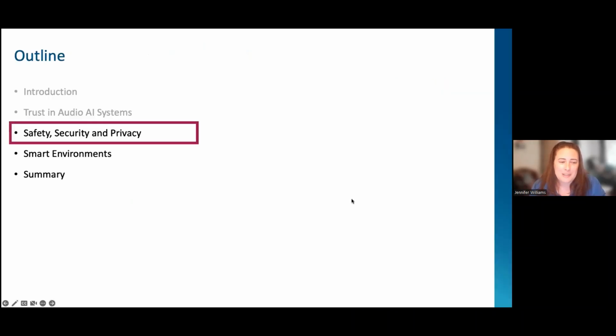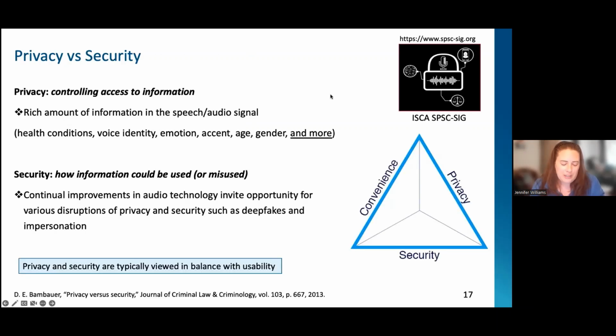So speaking of which, I'll now talk a bit about safety, security, and privacy. There are no established definitions of privacy and security, so I've adopted some from the law domain. We take privacy to be controlling access to information, and security to be how information could be used or misused. Now, this is really important for speech because in the speech signal itself, there's a variety of types of information. You can detect a health condition, you can detect depression, you can detect COVID, asthma, other things like that.